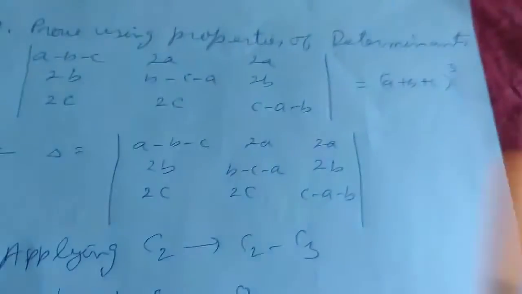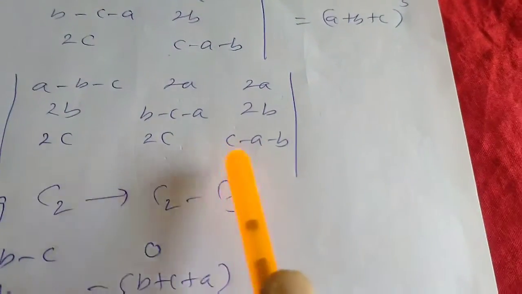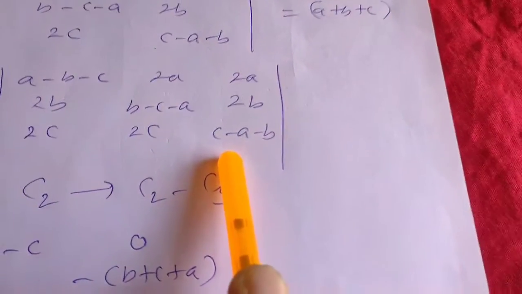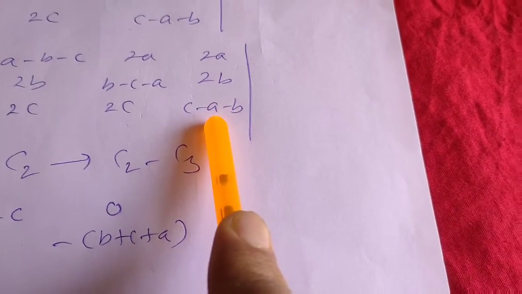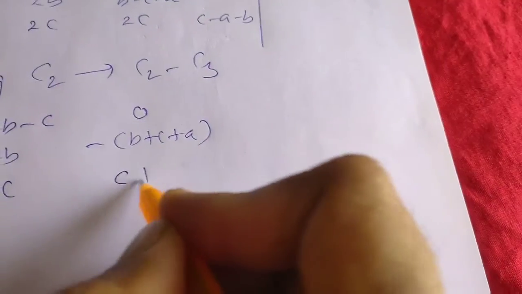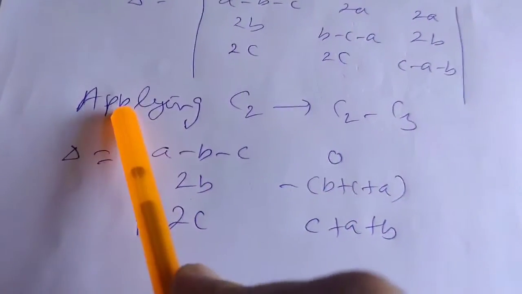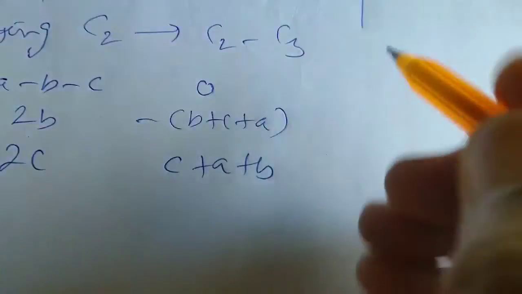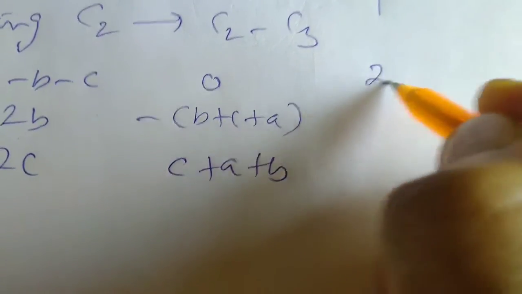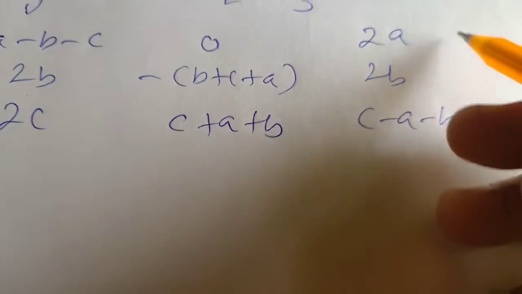Now similarly in the third one, column 2 minus column 3: 2c minus c is c, and the remaining will be plus a, because the sign will change. So we get c plus a plus b. Remember that the operation is done only on column 2, so column 3 remains intact as it is. So we get 2a, 2b and c minus a minus b.